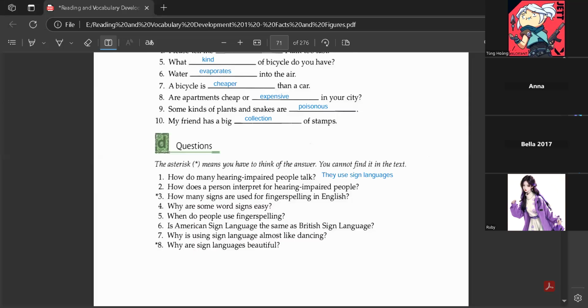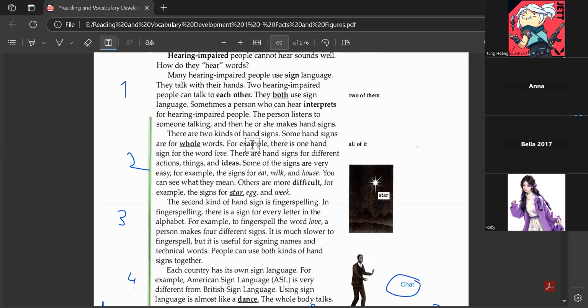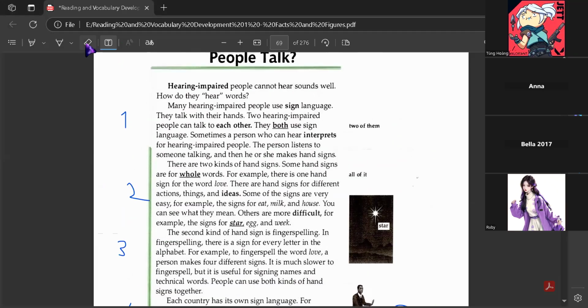Anna, this one I don't know. Do you need to look back at the paragraph? Yes. Okay. Let's hop back to the paragraph. Where is it? Okay, here. This one, the first one. And this one.